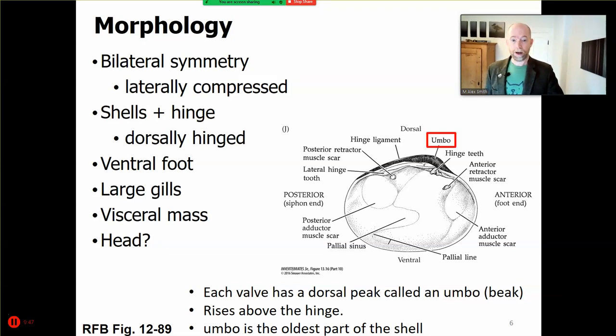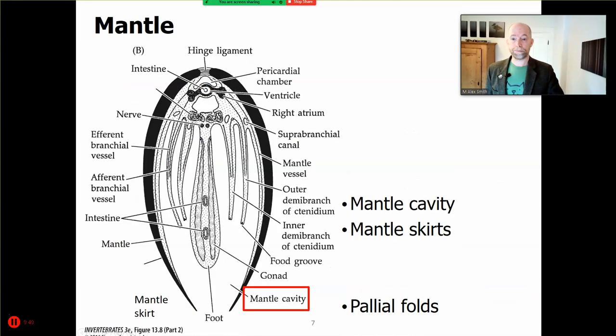And there's the dorsal umbo there. So the mantle cavity, so we've switched perspectives here. Now we're looking at these left and right hinges and the hinge ligament.